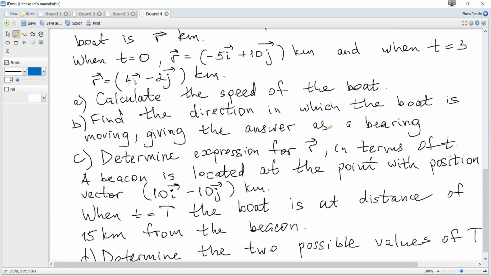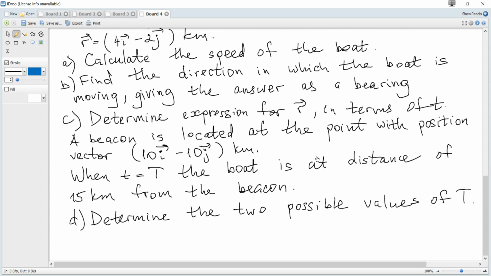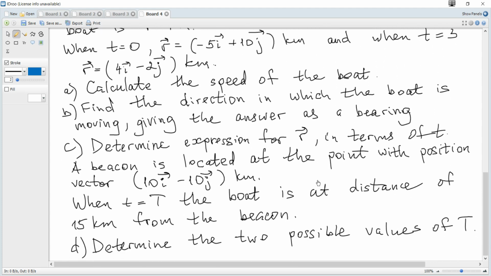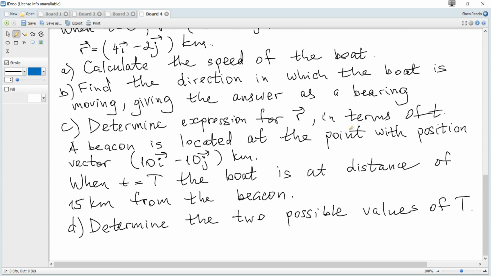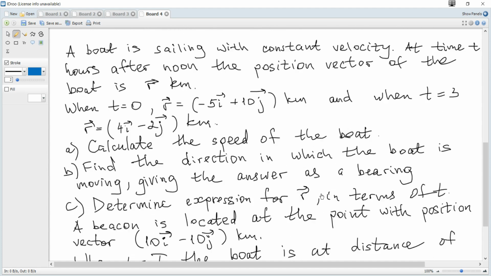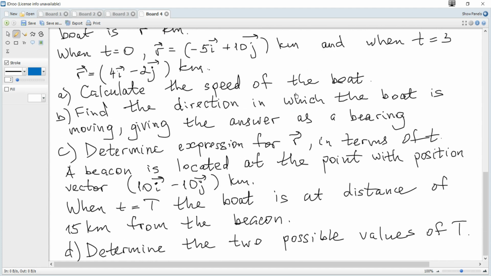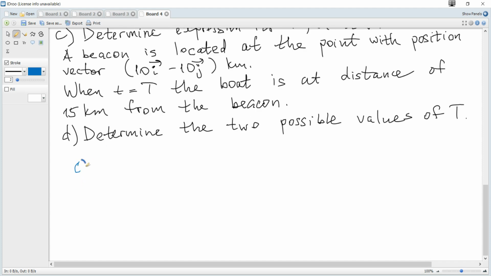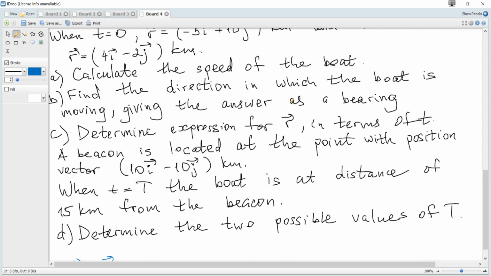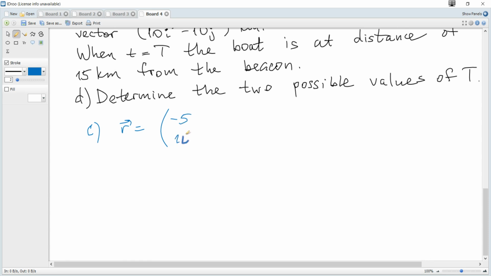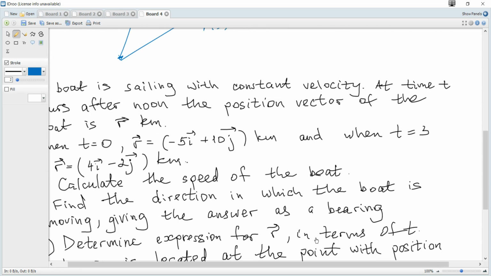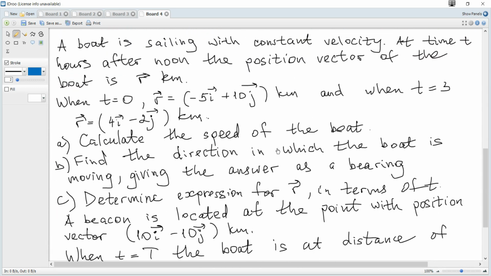The next. Determine an expression for r in terms of t. So, the position vector of this boat. It's the position vector of the initial or starting point, when t is 0, it's (-5, 10), plus time multiplied by the velocity vector, which is (3, -4).